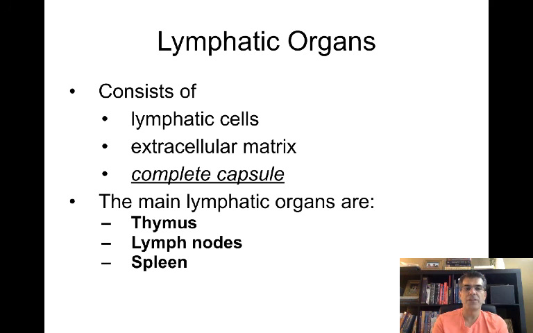We have three lymphatic organs: thymus, lymph nodes, spleen. Make sure you understand, lymph node is different from lymph nodule. Lymph nodule doesn't have capsule. Lymph node has a capsule. Therefore, lymph node is an organ. All lymphatic organs, just like lymph nodules, are an accumulation of a bunch of cells: lymphatic cells, lymphocytes, macrophages, and dendritic cells. They're all collected together, but then they are surrounded by a capsule.